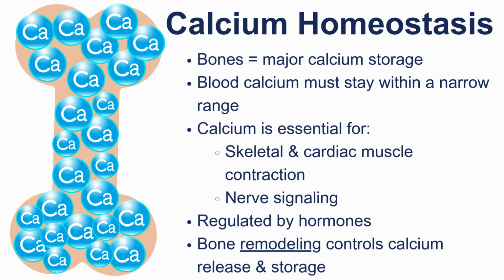Calcium isn't just for bones. The body needs a very specific level of calcium in the blood for skeletal and cardiac muscles to contract and for nerves to send signals. If blood calcium is too low or too high, these processes don't work correctly, which can be dangerous. Keeping blood calcium levels within a narrow, healthy range is called calcium homeostasis. This balance is tightly regulated by hormones, and bone remodeling plays a key role in making it happen.